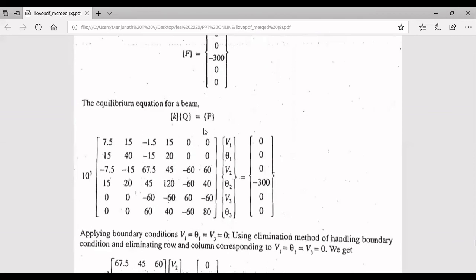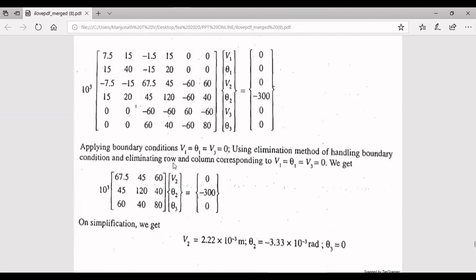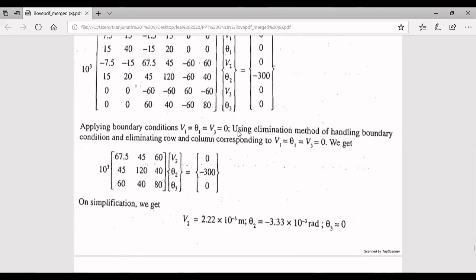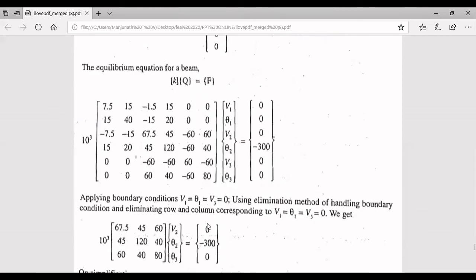Then write the equilibrium equation considering the global stiffness matrix, the displacement vector and the force vector. Then apply the boundary conditions. Node 1 is totally fixed, so v1 and theta 1 are 0. At node number 2 there is no support. At node number 3 there is a roller support, so there is no vertically downward force applied, and also no movement in the vertically downward direction. So there is no possibility of displacement downward, so v3 is also 0. So v1, theta 1 and v3 are equal to 0.